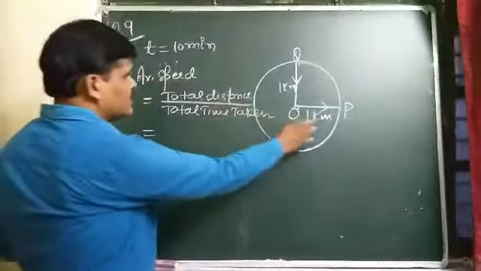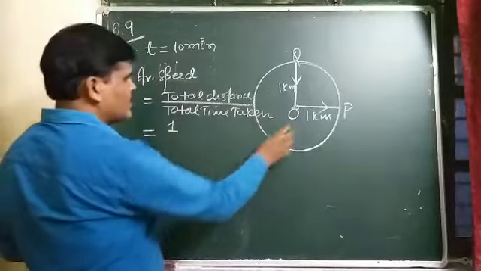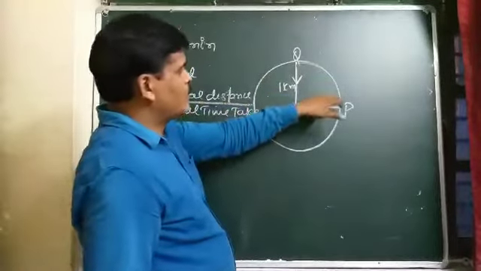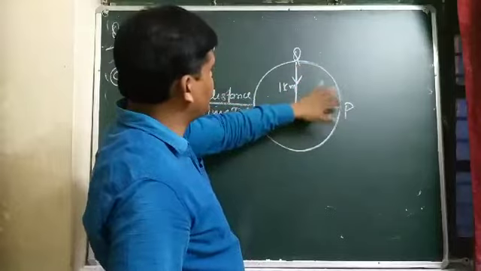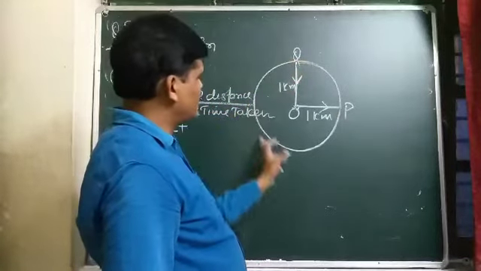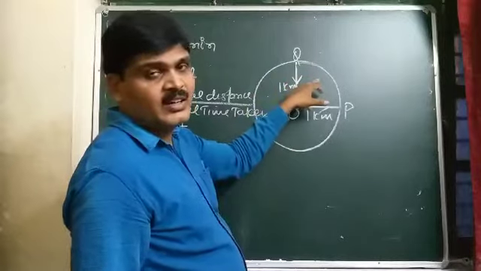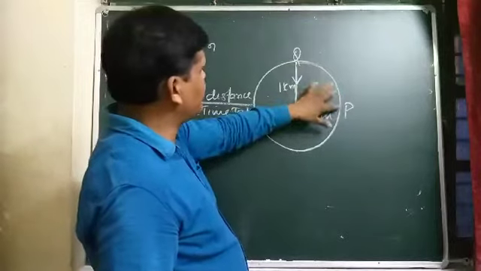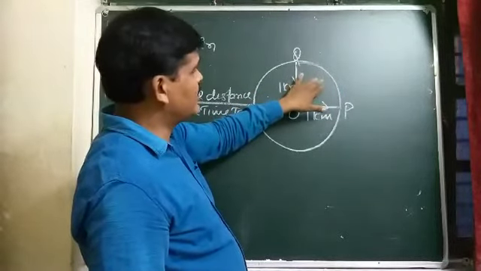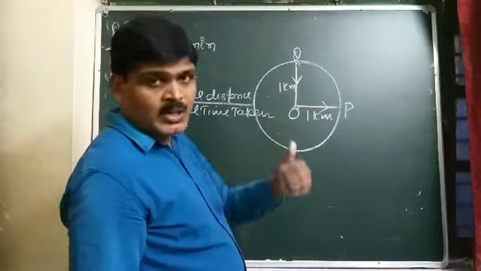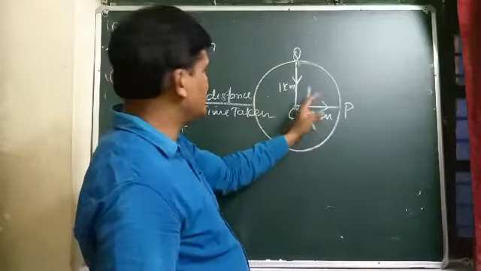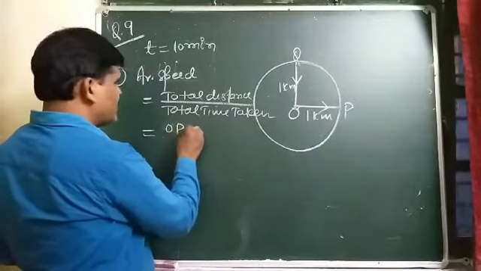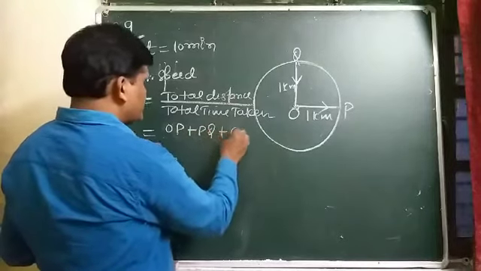So total distance here, that is what? 1 kilometer. Again, that is what? 1/4 part of this, P to Q, that is the arc of the 1/4 part of the circle. And arc means what? Circumference of the circle. 1/4 part P to Q, that is the arc of the circle, and this P to Q arc is 1/4 part of the circumference of the circle. So this distance, that is what? OP plus PQ plus QO.